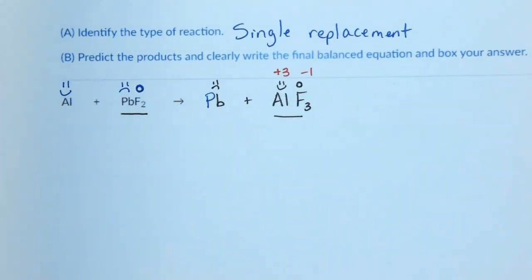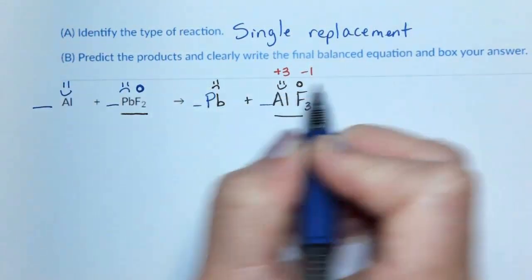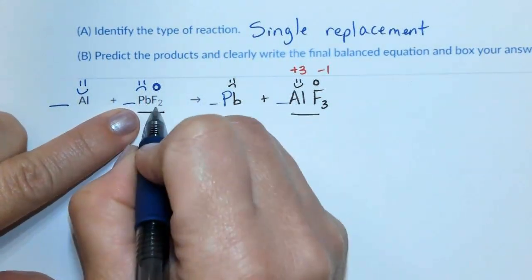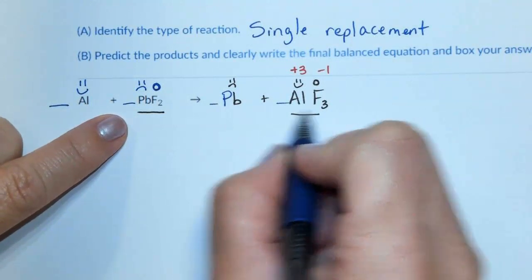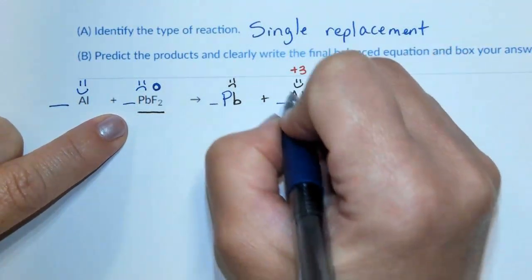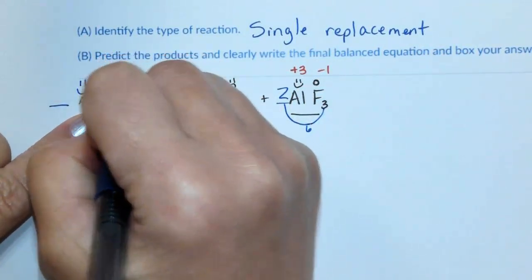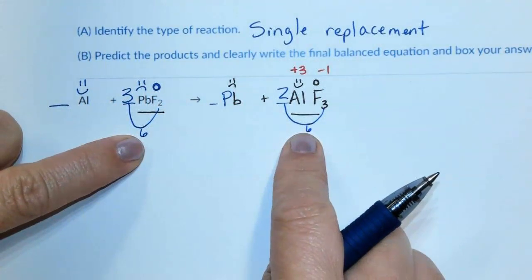Now that I have found my subscripts, I can balance the coefficients. We have 1 aluminum, 1 lead, 2 fluorides, 3 fluorides. So a common factor of 2 and 3 is 6. So 2 times 3 equals 6, and 3 times 2 equals 6. So I have 6 fluorides on both sides.